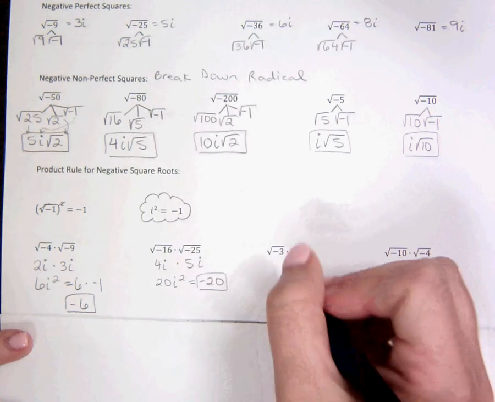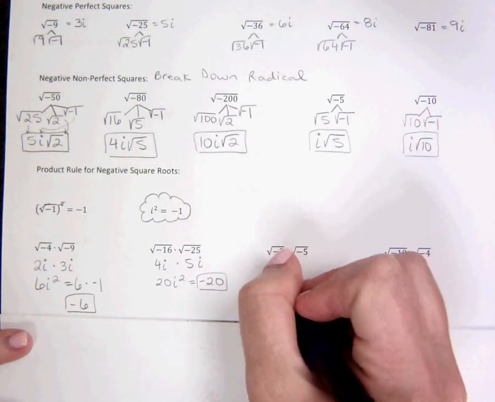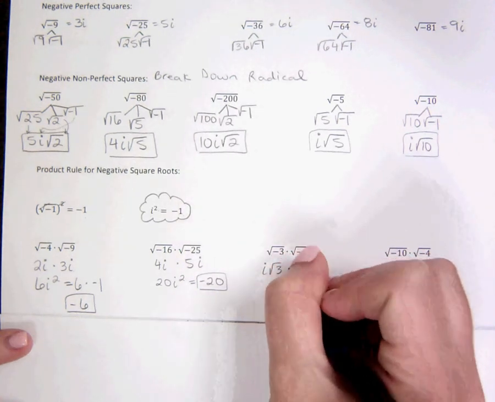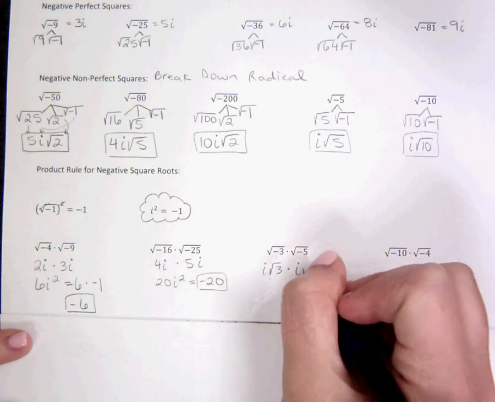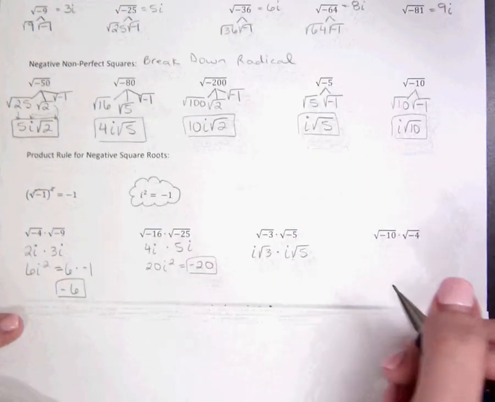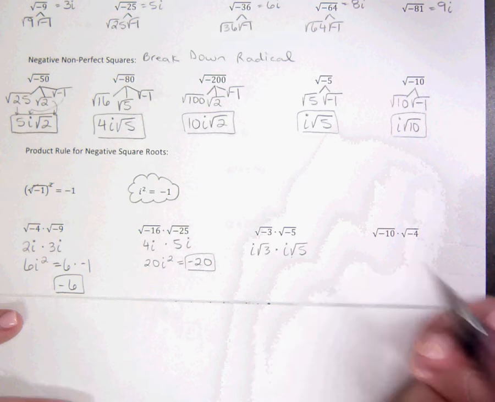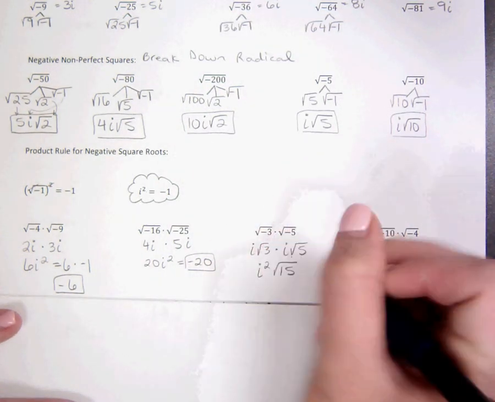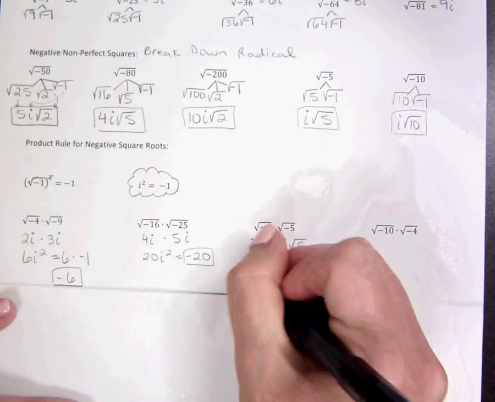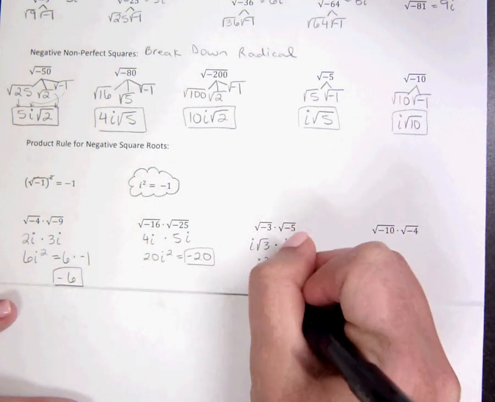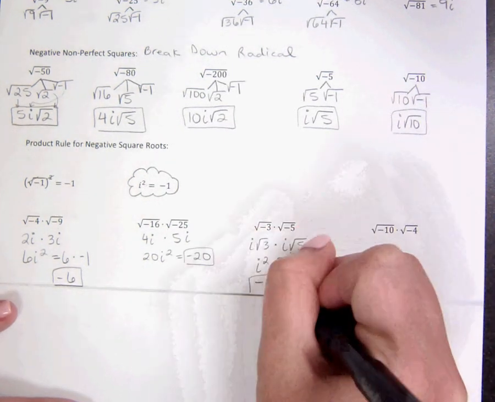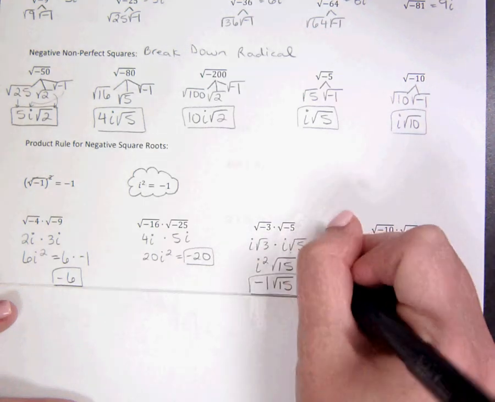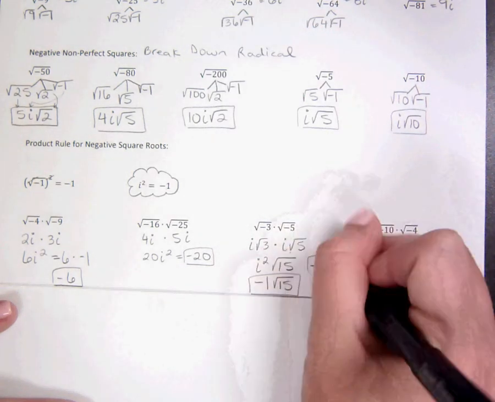Here we don't have perfect squares, so we're just going to have i radical 3 times i radical 5, just like we did up here. And so that's going to be i squared radical 15. And when I see i squared, I'll change that to a -1. So -1 times radical 15, or you can just put negative radical 15. Same idea.